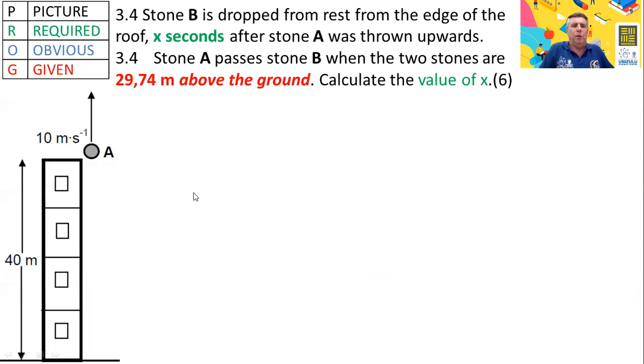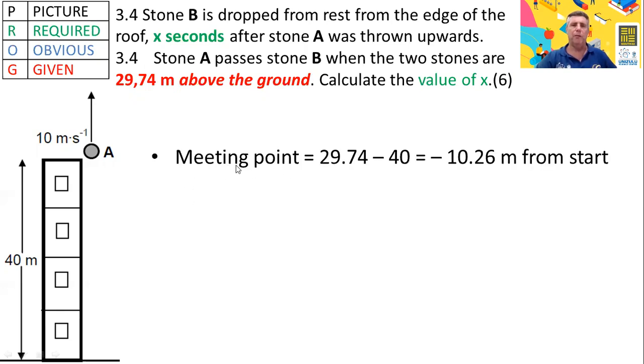Now, 3.4 is completely different, and it tells us stone B is dropped from rest from the edge of the roof X seconds after stone A was thrown upwards. They pass each other when they are 29.74 meters above the ground. Now, because that's below 40, you can see that's a point already on the way down. Calculate the value of X. Now, this is quite tricky. So what's our strategy going to be?